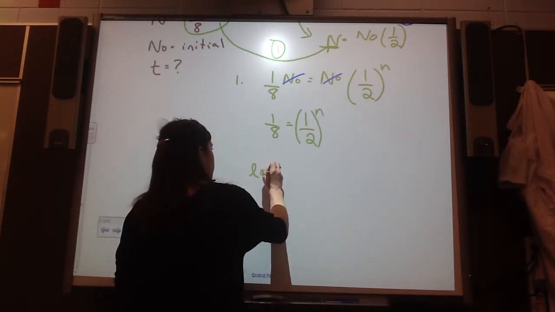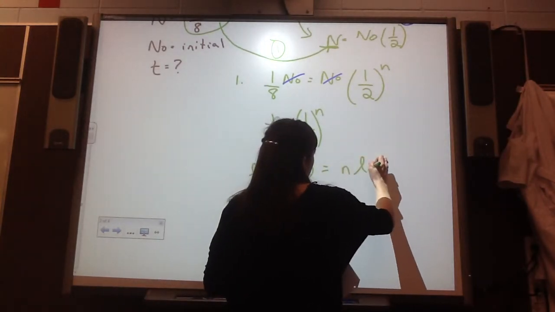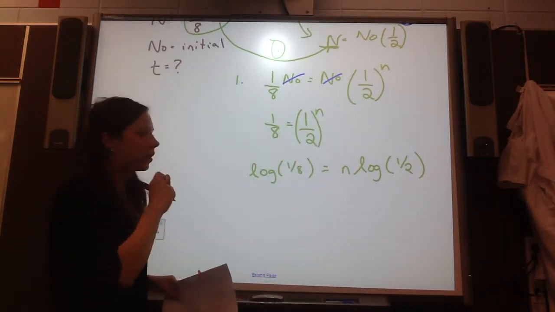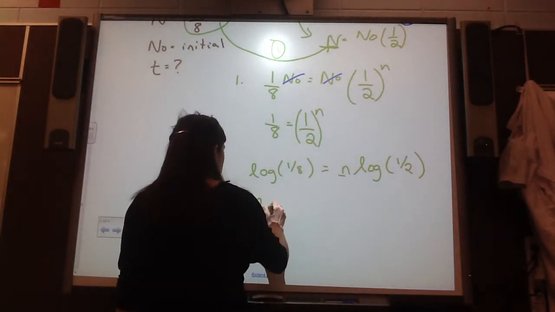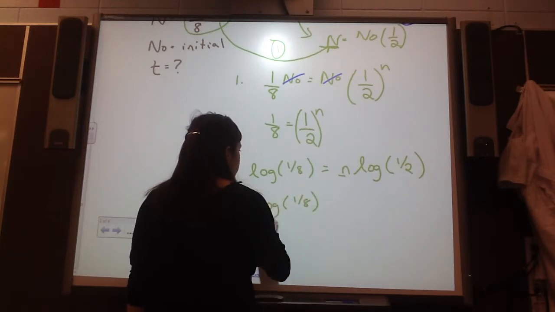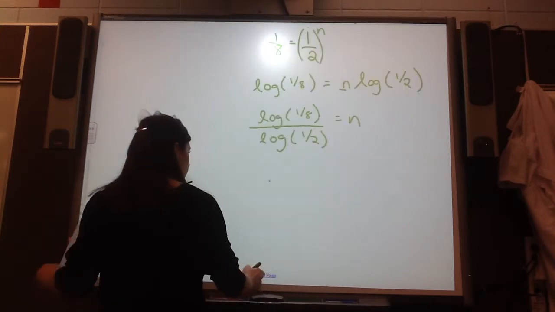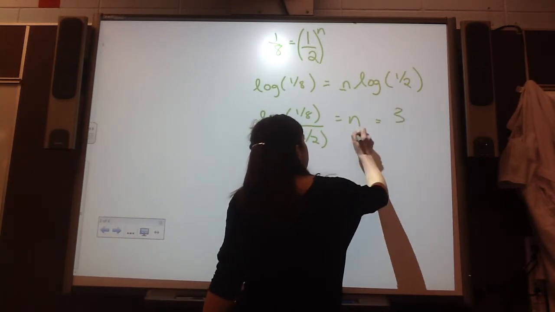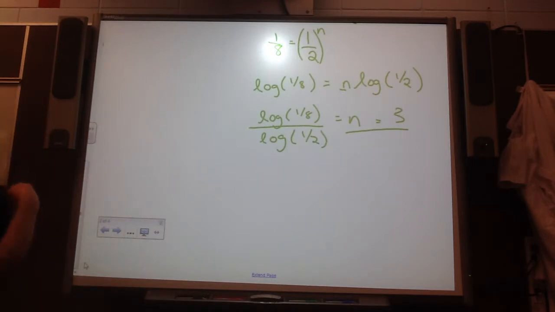So if I log, 1/8 is equal to n times log of 1/2. You guys, you did logs in Math 30, right? Okay, good. Okay, so now we can just solve for our n value. So log of 1/8 divided by log of 1/2 is equal to n, and that is equal to 3. So now that I have my n, now I can put it into my other formula and solve for t.